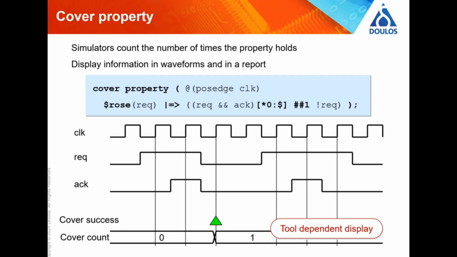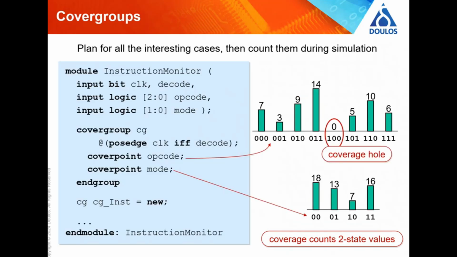Okay. Now for cover groups, this is very simple. We simply say covergroup, give it a name here, CG, give it a sampling event at posedge clock. We can even gate our clock here. So we're saying if it's a decode. And then we can say, I want to cover all values of opcode with all values of mode.